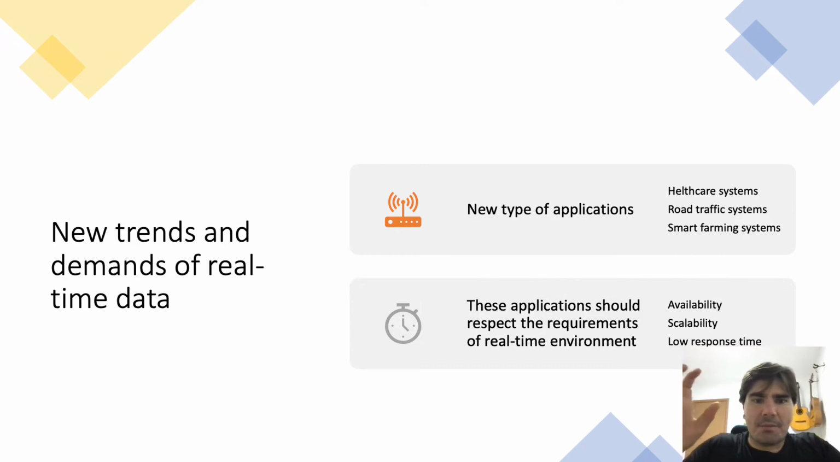By means of a systematic review, we discovered three main requirements of a real-time environment: availability, scalability, and low response time. All the methods, architectures, and other types of studies about ETL processes in real time need to consider these three main requirements of a real-time environment.